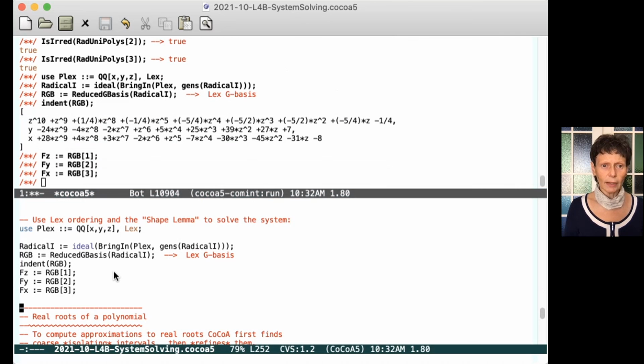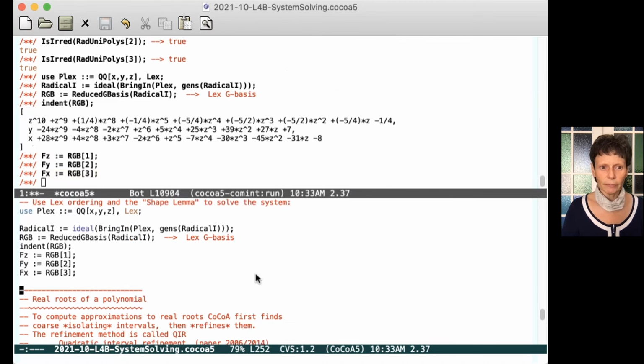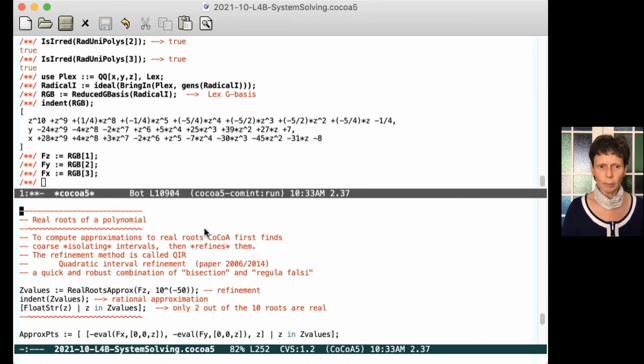So I give meaningful names. The first polynomial is the z polynomial, the second polynomial is for y, and the third polynomial is for x. So it's easier to remember. Now, how do we find the real roots of a polynomial?